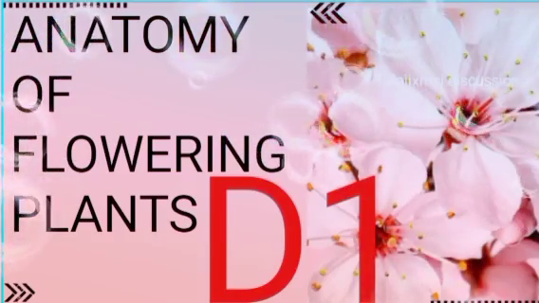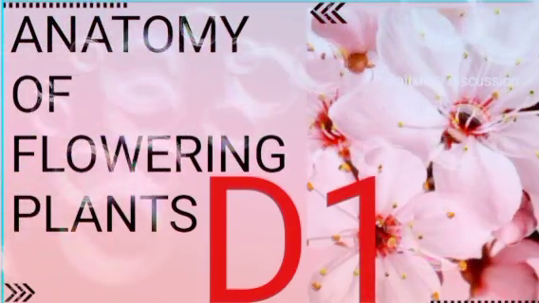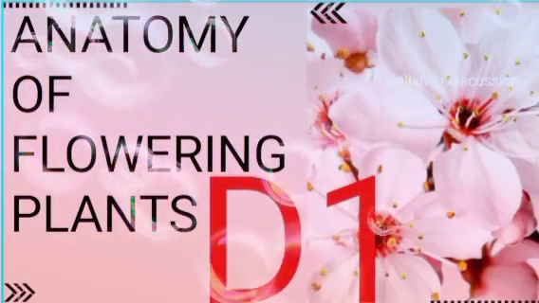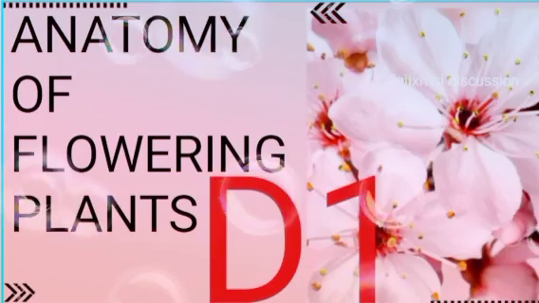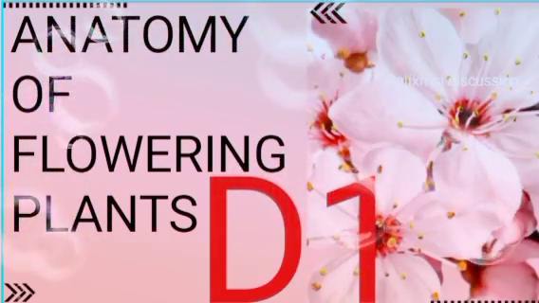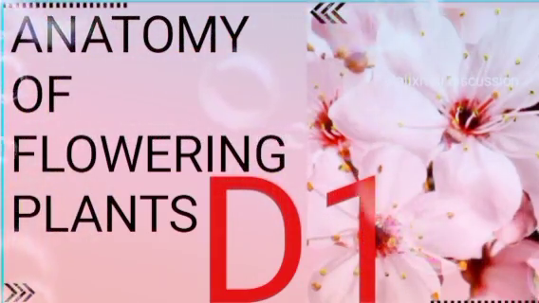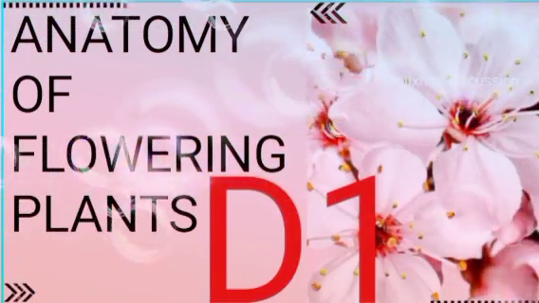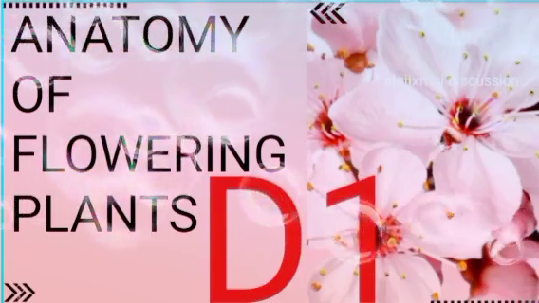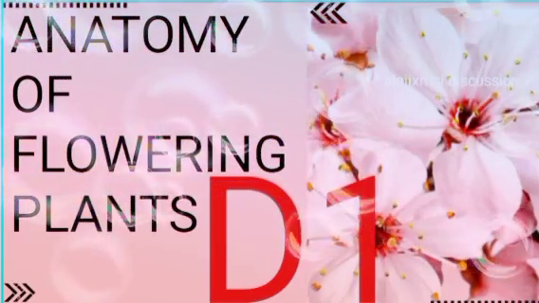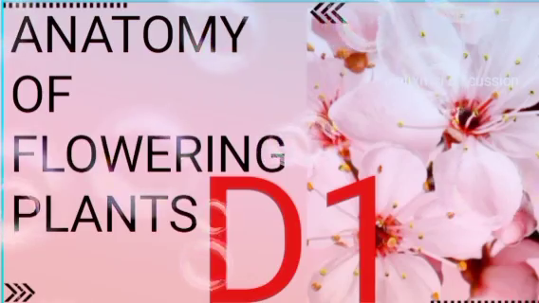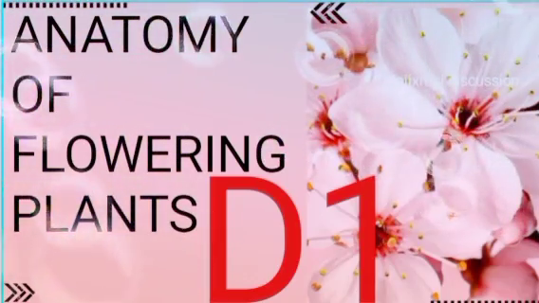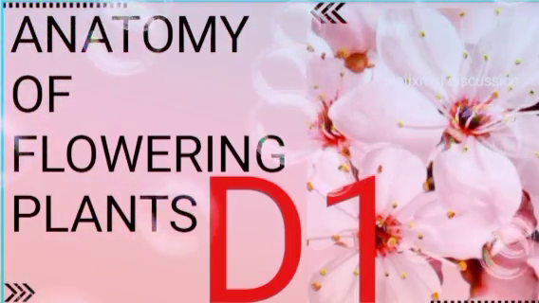The next, during the formation of dash dash body, a specific region of the apical meristem produces dermal tissue, ground tissue, and vascular tissue. The next subtopic 6.1.2 permanent tissues. The cells of dash dash tissues do not generally divide further.